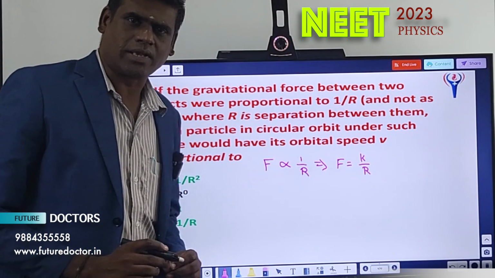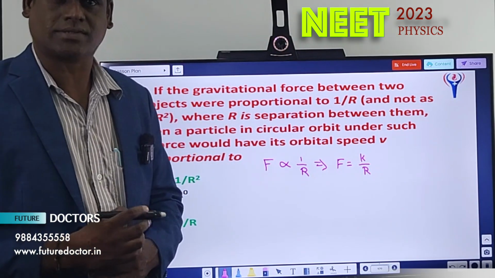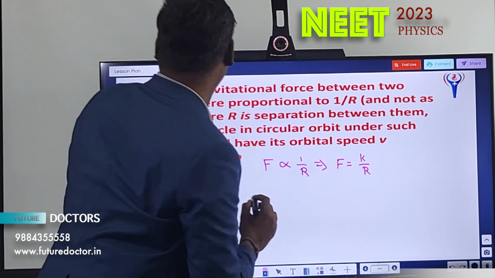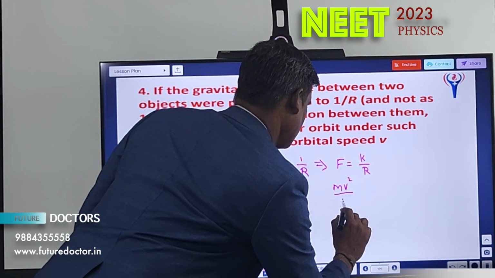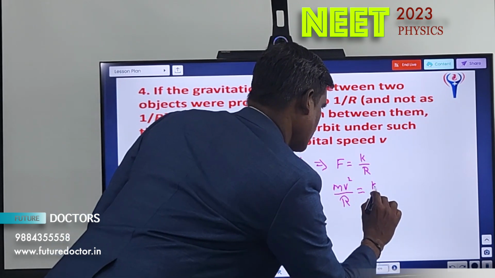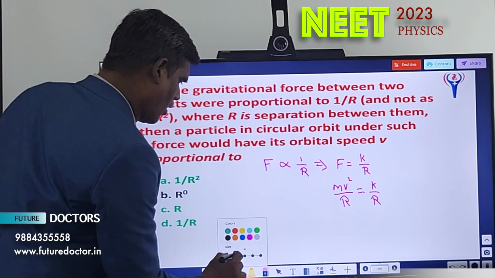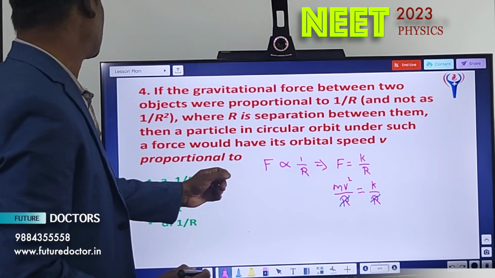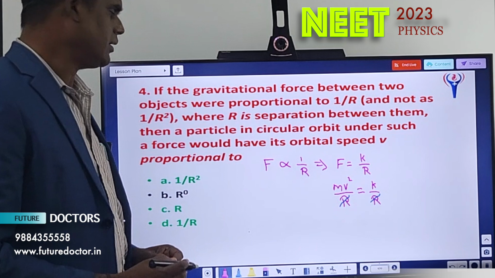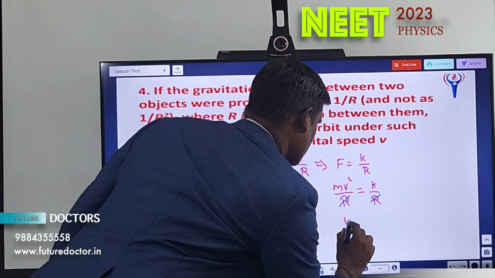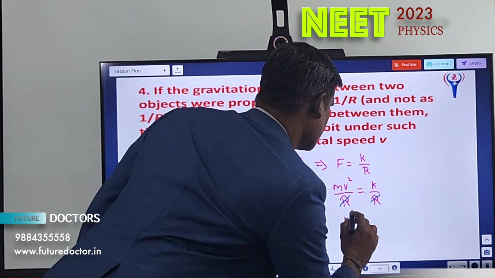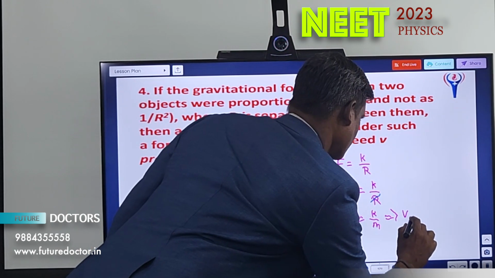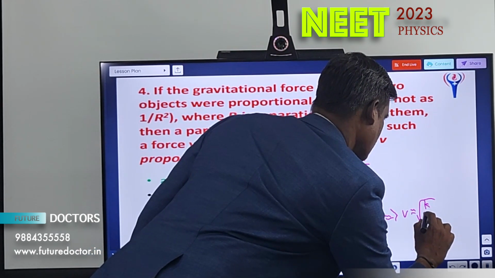Then the object is moving in a circular orbit. Then what force is that? Centripetal force. What is the formula for centripetal force? m v squared by r equals k by r. Here r gets cancelled. What do you want to find? You want to find v only, the relation between orbital speed and radius. So v squared equals k by m, or v equals square root of k by m.